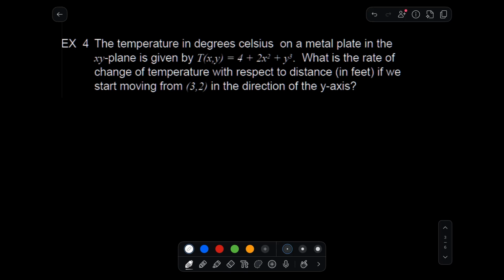What is the rate of change with respect to the distance in feet if we start moving from (3, 2) in the direction of the y-axis, right? So if you want to try this example on your own, feel free to do so. And let's get right into it.